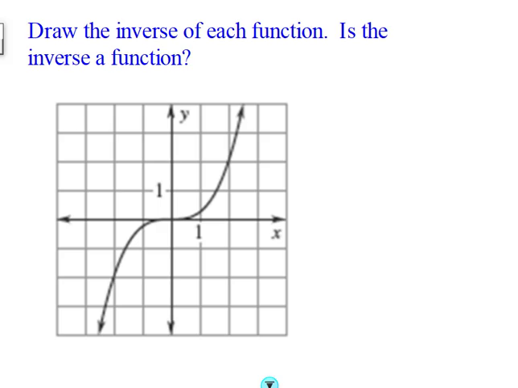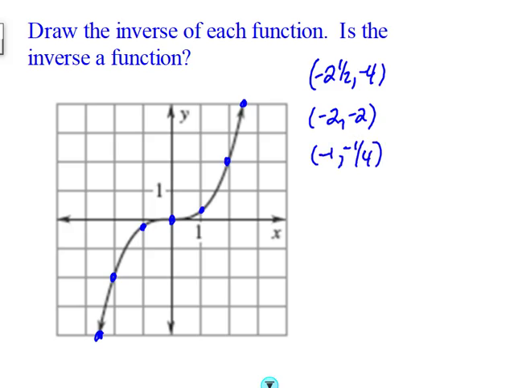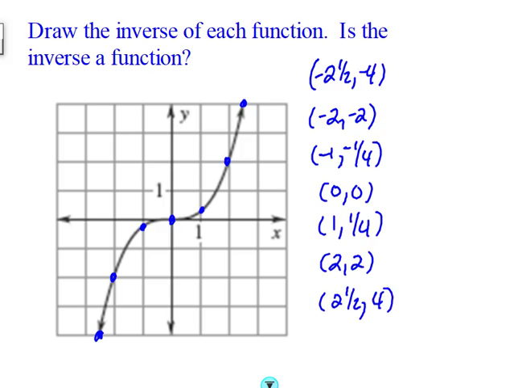Alright, you're asked to draw the inverse of each function. The way I like to do this is I pick points. So I'm going to pick points on my original graph. The more points I pick, the more work set up front, but the easier the flip's going to be. Then write down the coordinates of those points. So I have (-2.5, -4), (-2, -2), (-1, -1/4), (0, 0), (1, 1/4), (2, 2), and (2.5, 4). So write down the coordinates of the original.